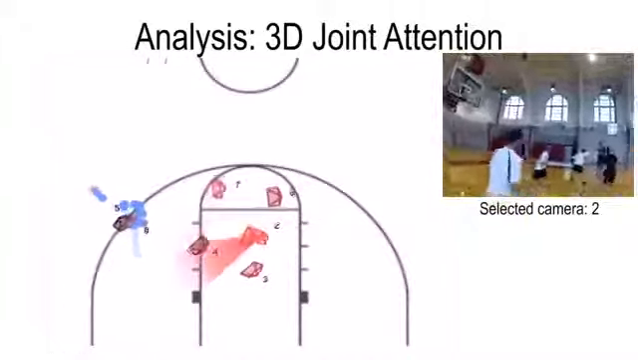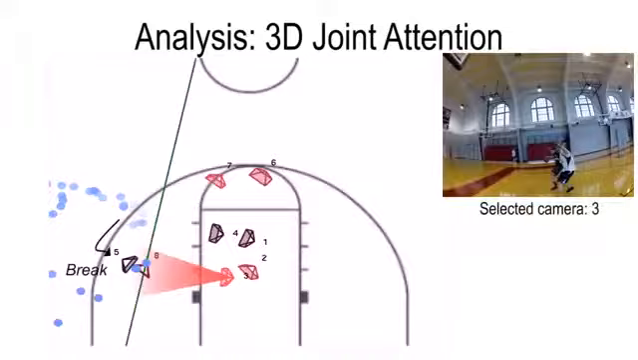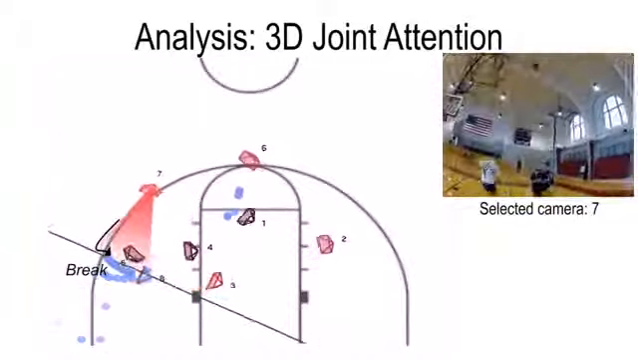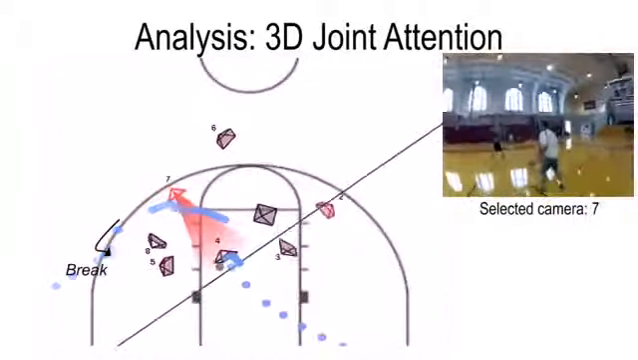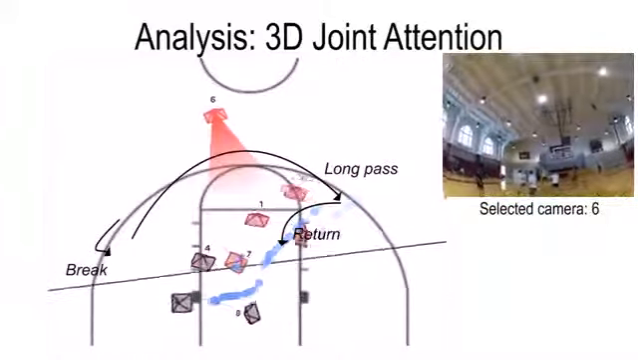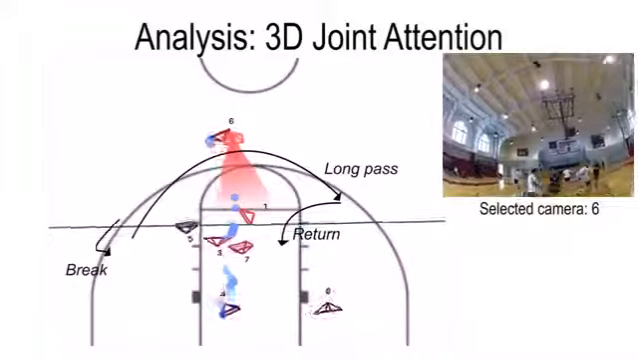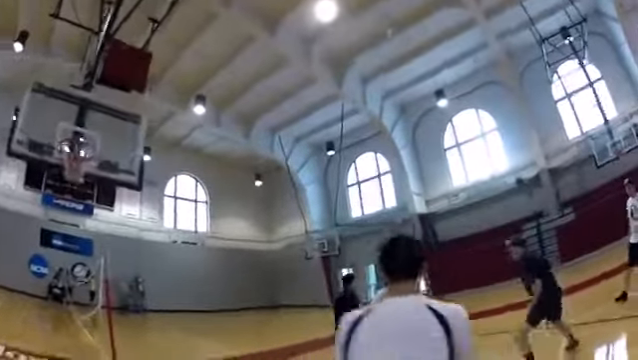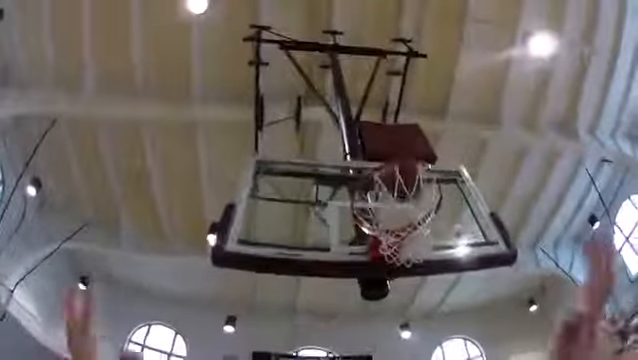Here, the 3D joint attention captures the quick break, the long pass, and the short return as well. The algorithm automatically identifies the post-basket dribbling as a good area to remove, and we fade directly into the next attack of the white team.